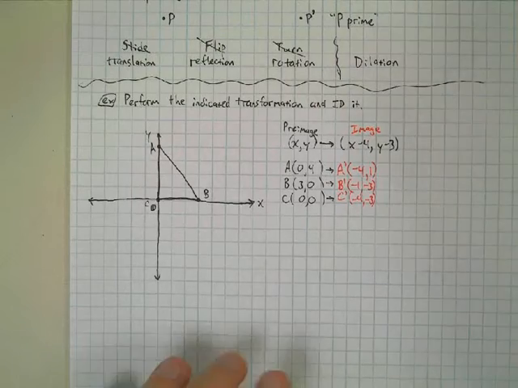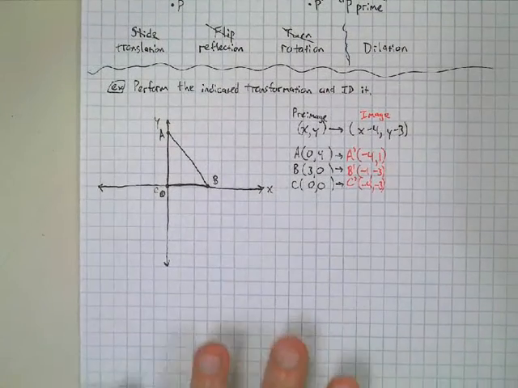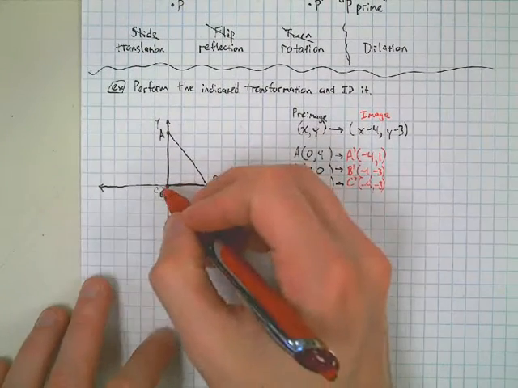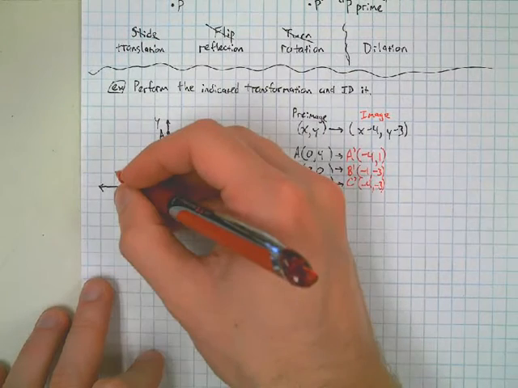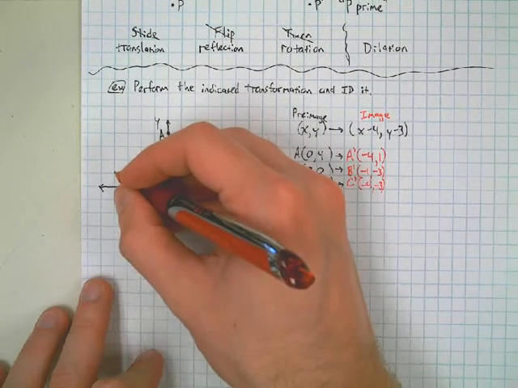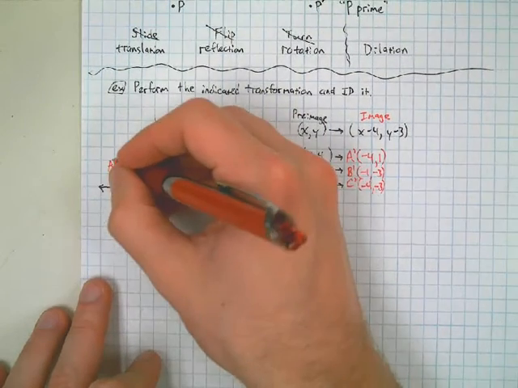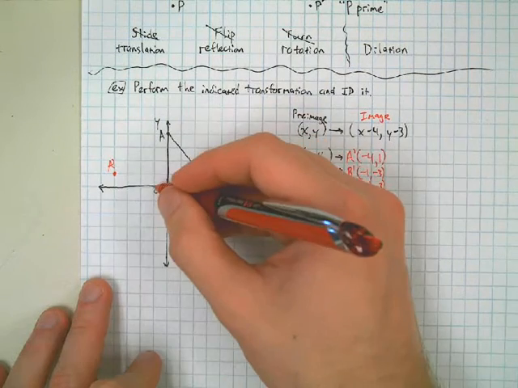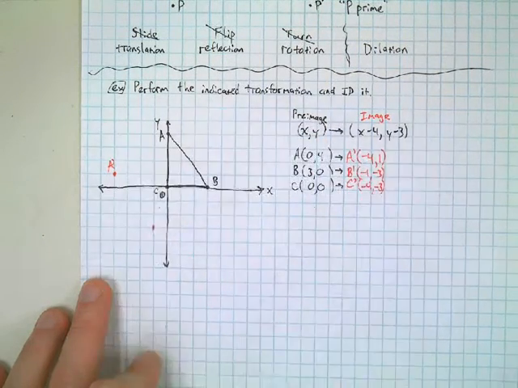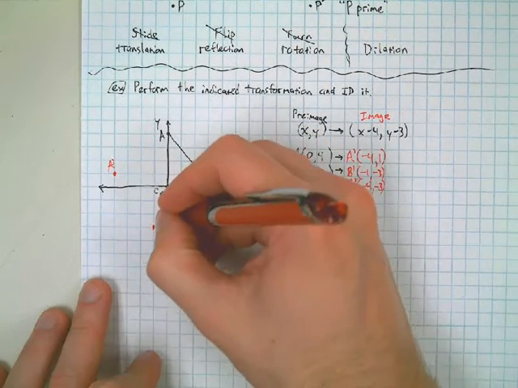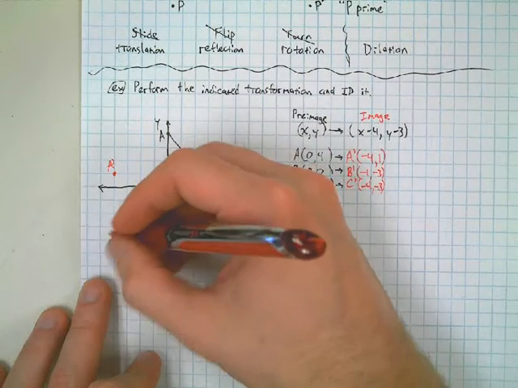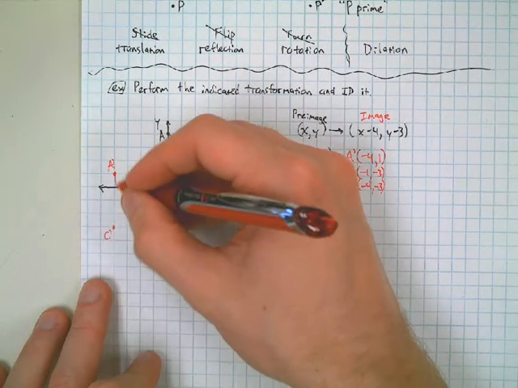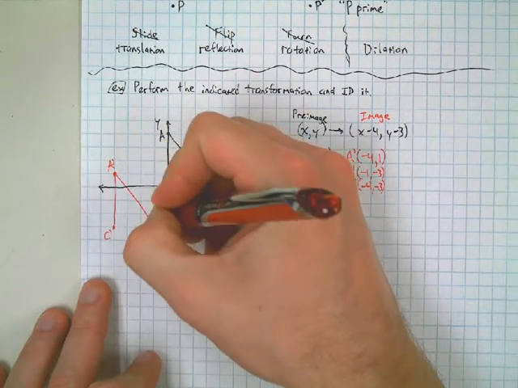Okay. And now we'll plot our new points. So that's here, negative 4, 1. And that was A prime. Negative 1, negative 3. That is B prime. And then C prime is negative 4, negative 3. And again, connect the dots.